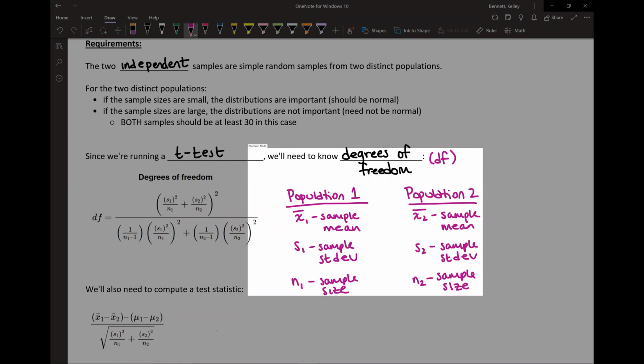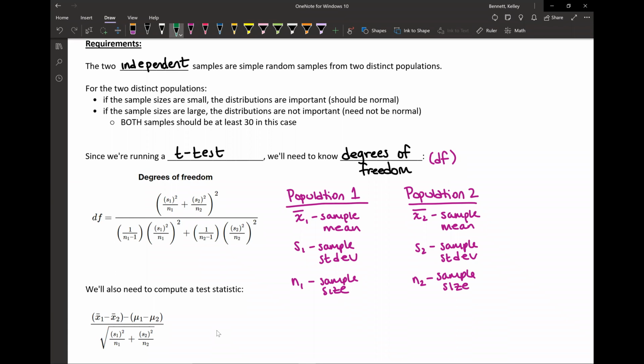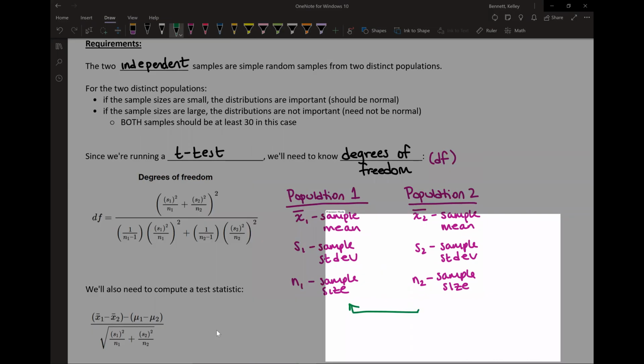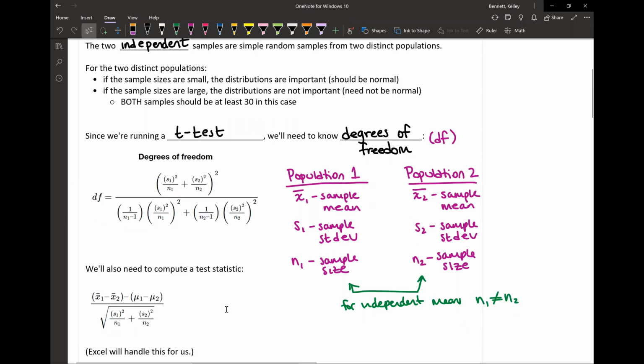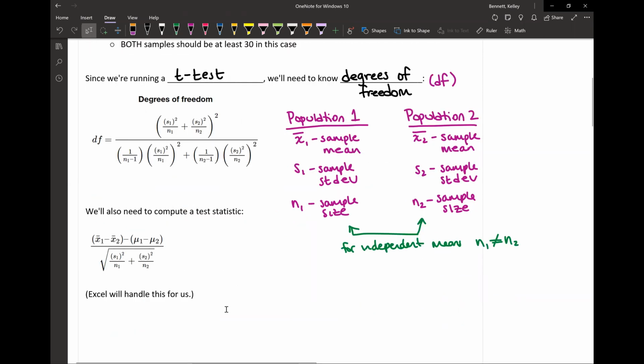It's really important to notice here, for independent means, you do not have to have the same sample size. That's going to come up later when we do matched pairs. And it's a really good telltale way to know, am I doing matched pairs or am I doing independent means? So you don't need n1 and n2 to match for independent means.